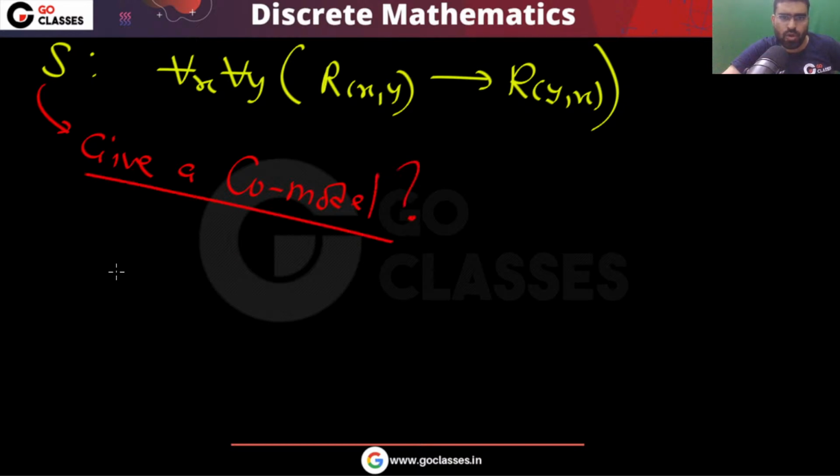Can you give me a co-model for this S? Definitely, very easily I can give you a co-model. For example, you can take this domain. It is not very hard. You can easily give a co-model.